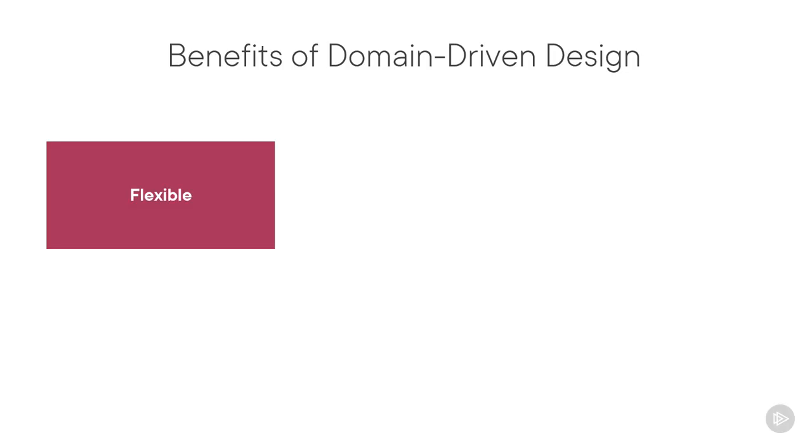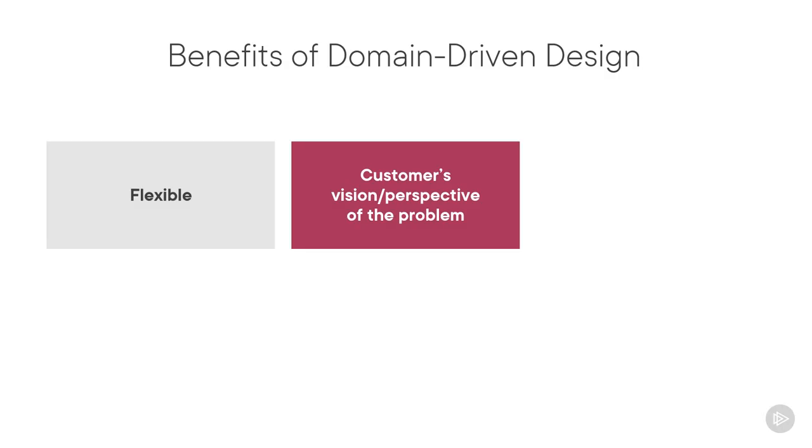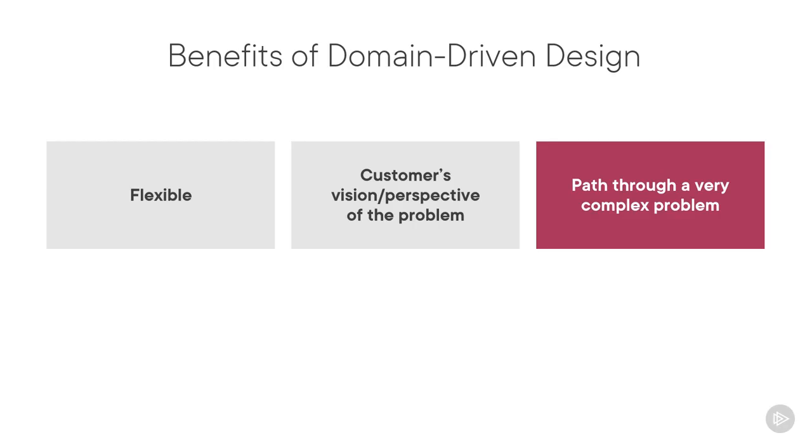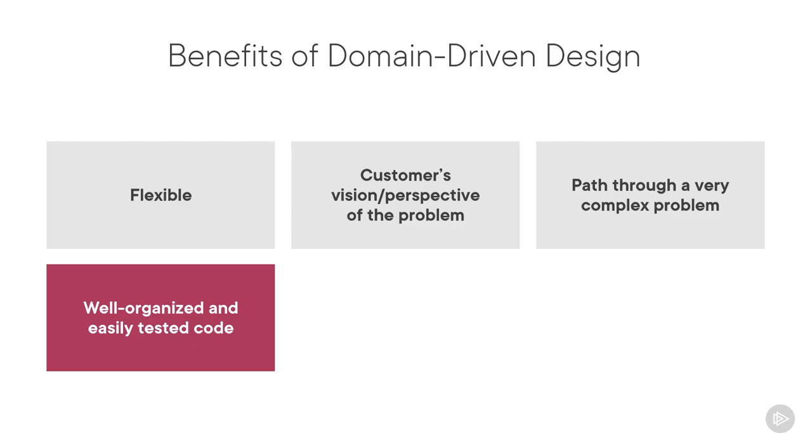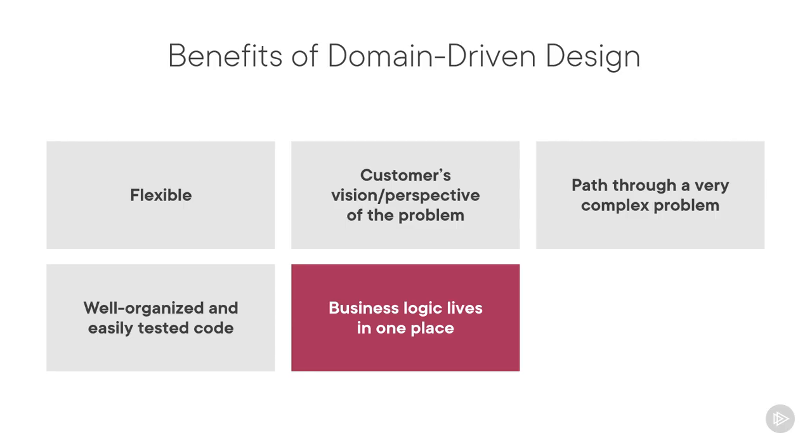Because DDD guides us to focus on small, individual, nearly autonomous pieces of our domain, our process and the resulting software is more flexible. We can easily move or modify the small parts with little or no side effects. It even lets us be more flexible with our project resources as we're building the software. The resulting software also tends to be more closely mapped to the customer's understanding of the problem. DDD gives you a clear and manageable path through a very complex problem. When you look at the code, you can see that it's generally well organized and easily tested, and the business logic all lives in one place.